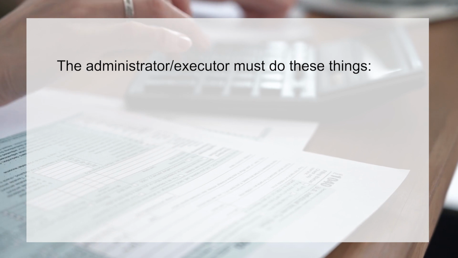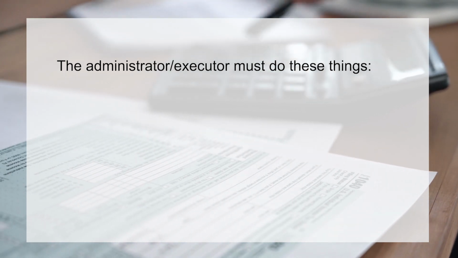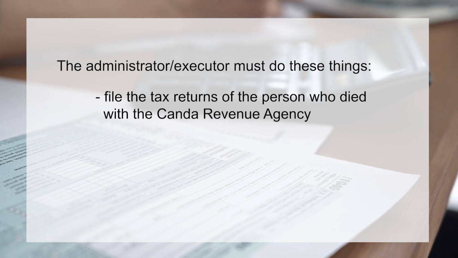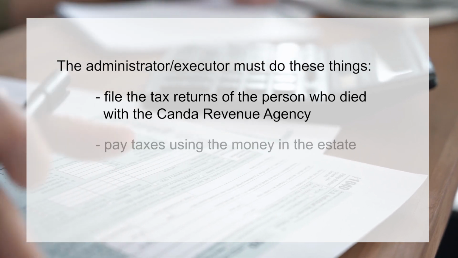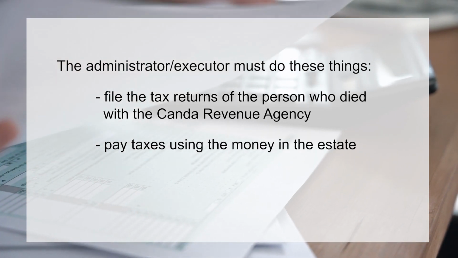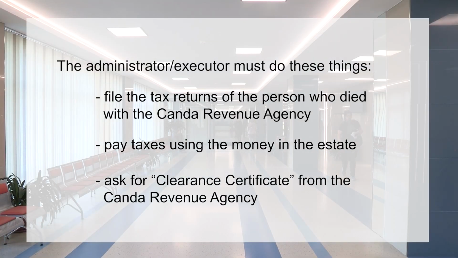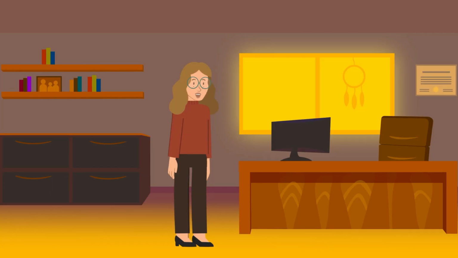As an administrator or executor, you will need to file the tax return of the person who died with the Canada Revenue Agency, pay taxes using the money within the estate, and ask for certificates confirming that all taxes have been paid. That is, a clearance certificate from the Canada Revenue Agency. An accountant can help with this process.